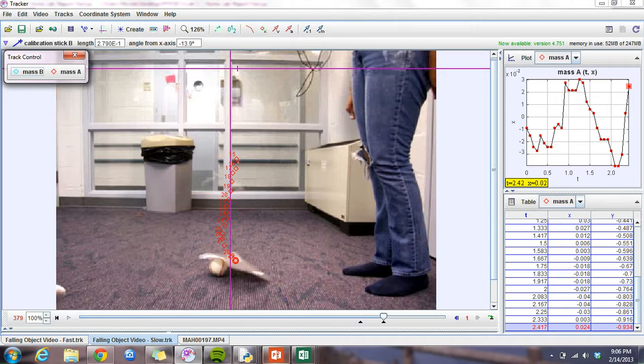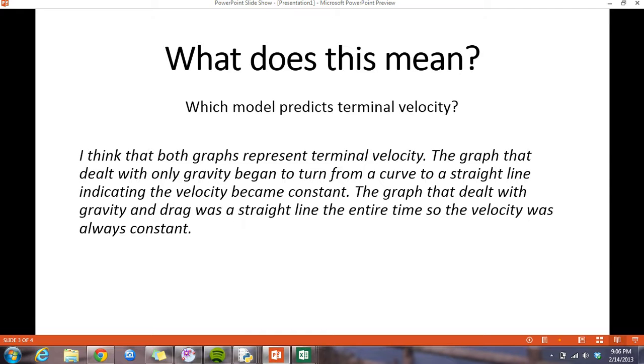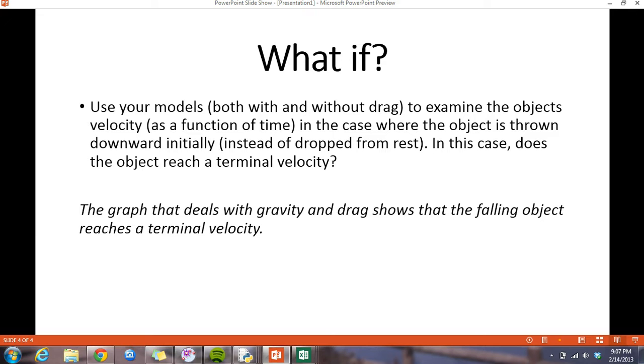So, what does this mean? Which model predicts terminal velocity? In my opinion, I think that both graphs show terminal velocity, especially when we're considering the slow falling object, because the graph that dealt with gravity only went from a curve to a straight line, so that showed that the velocity became constant, and the other graph was a straight line the entire time, so it had a constant velocity.